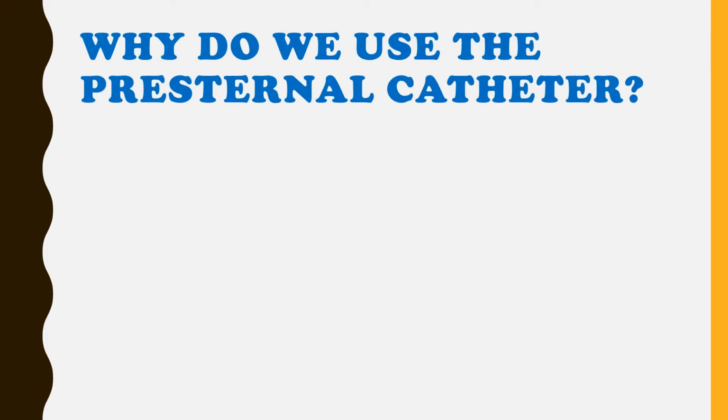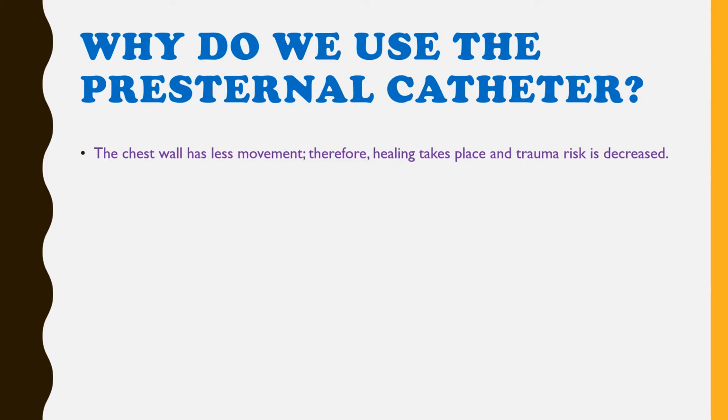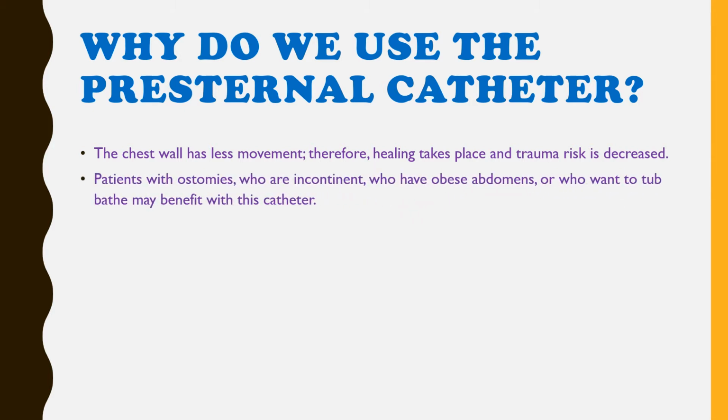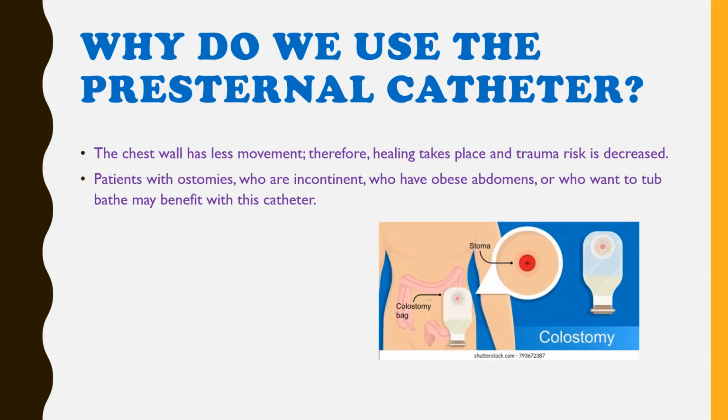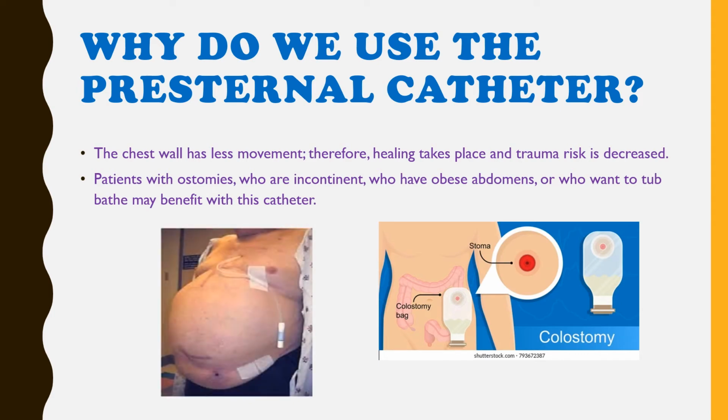Why do we use the pre-sternal catheter? We use the pre-sternal catheter because the chest wall has less movement. Therefore, healing takes place and trauma risk is decreased. Second, patients with ostomies who are incontinent, who have obese abdomens, or who want to tub bathe may benefit with this catheter.